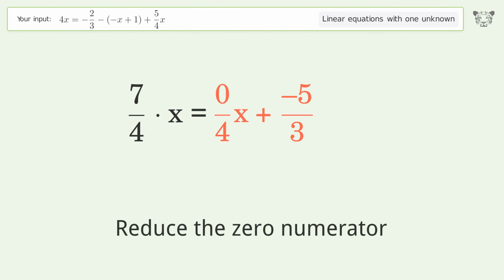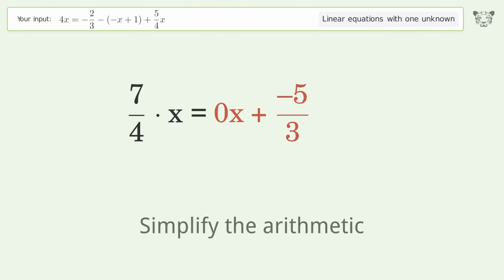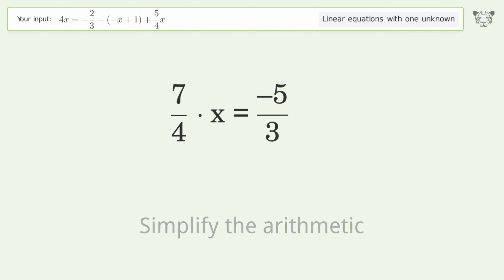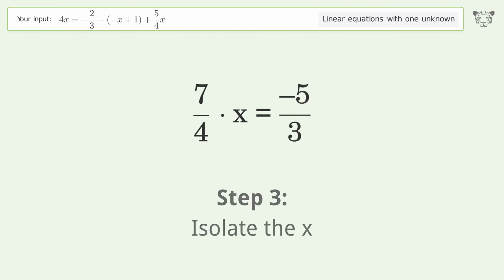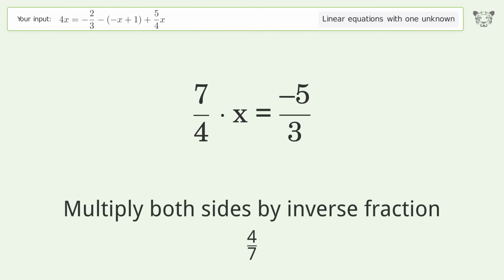Reduce the zero numerator. Simplify the arithmetic. Isolate the x. Multiply both sides by inverse fraction 4/7.